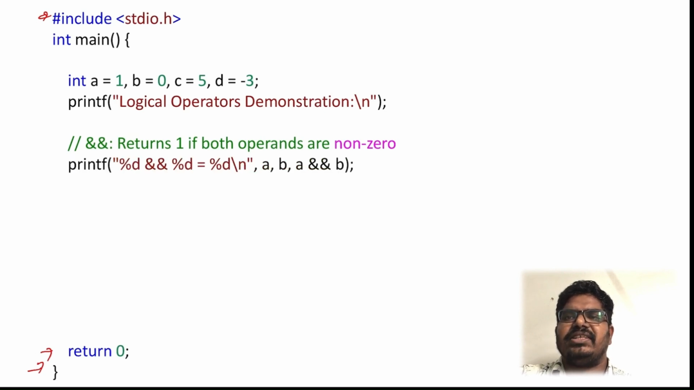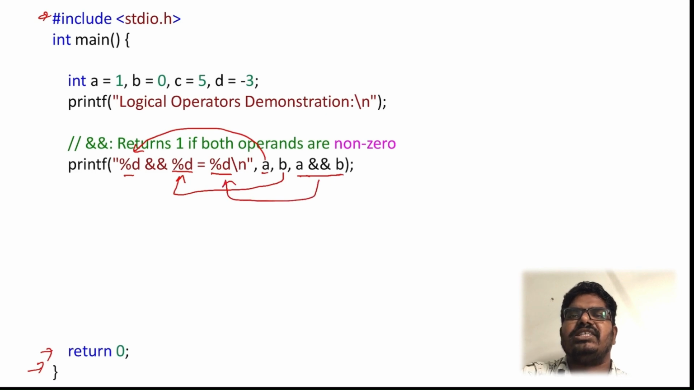Now let's see in this example. What I am doing here: the first %d means in this place the first value, A, will be taken, and the second value in the order is B, and that is taken for the second %d. And for the third %d, the result of A and B is mapped here. So let us see what the value of this is.